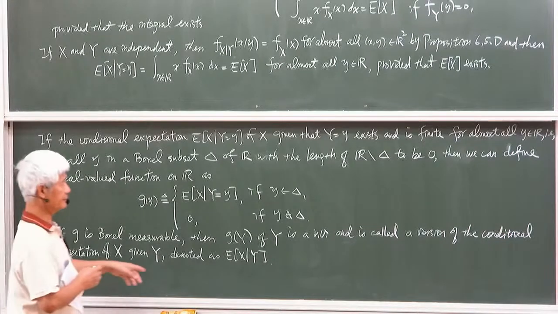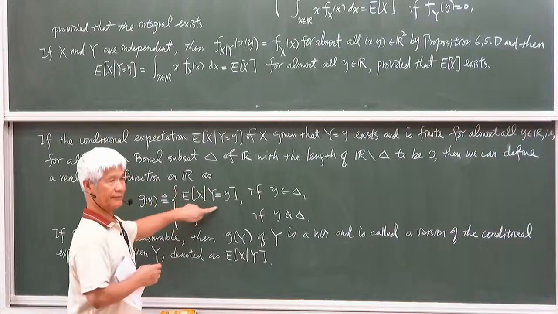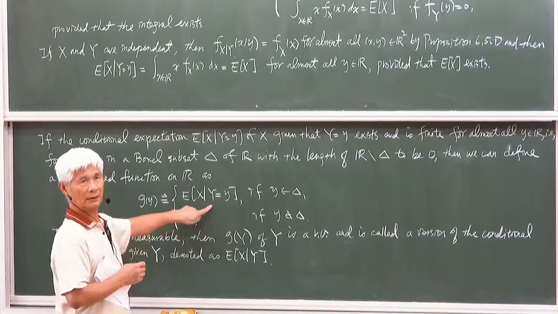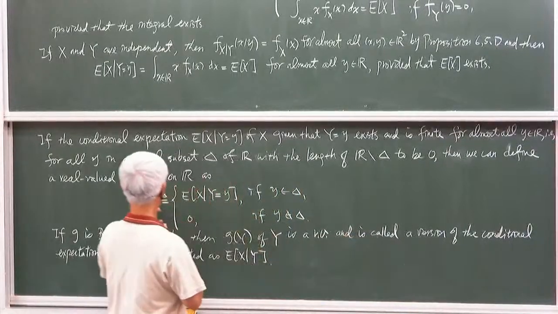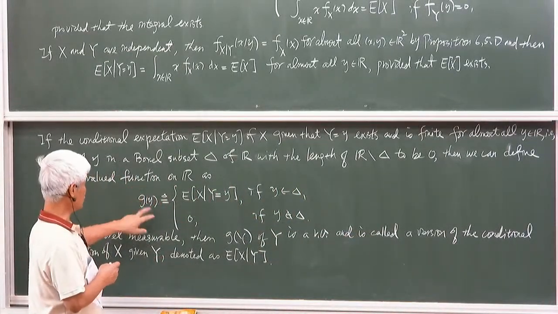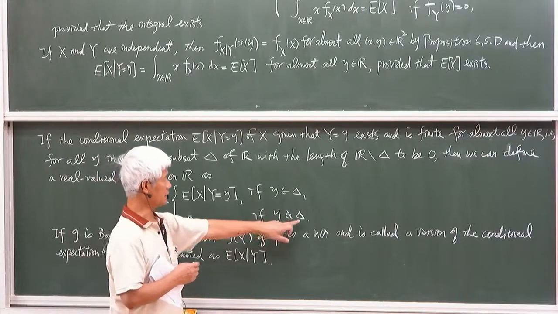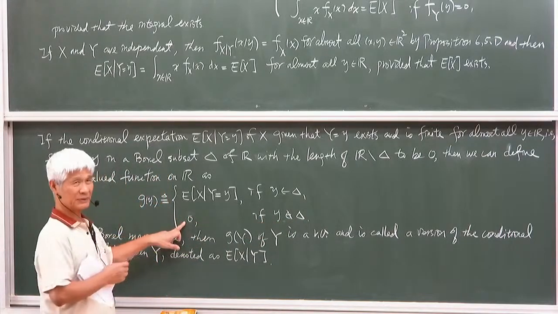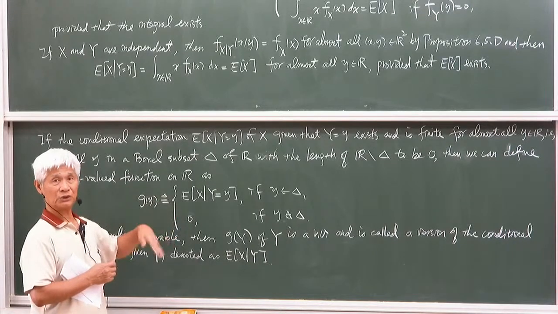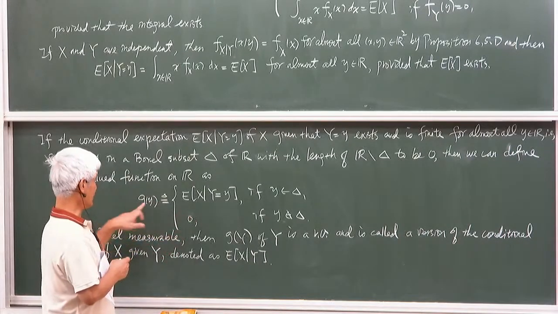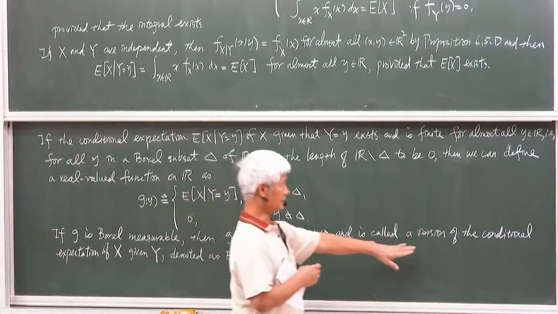The reason for the name is because it contains this information. And it's called a version because when we establish the function g, for all the y which are not in delta, this value is arbitrarily assigned. So you have other choices to establish a function g. Okay, so it's called a version of that.